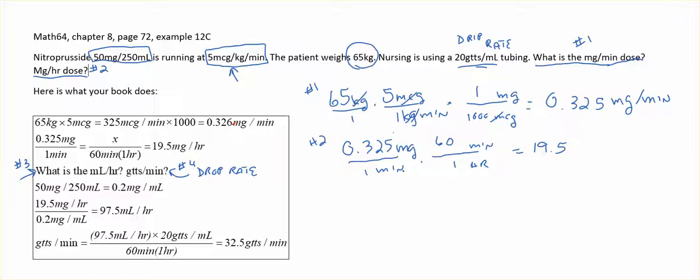19.5. Minutes are gone, leaving me with milligrams per hour. Okay, so I'm happy about that, if I can finish writing the letter. Okay, so now number 3.